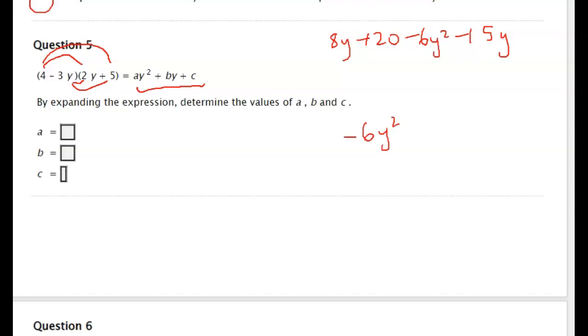And if it helps, you can cross out the term as you go along, but I'm not going to do that because I'm keeping these solutions here for later. Then we add our like terms. So we've got 8y minus 15y, so we've got minus 7y. And then we've got 20, so plus 20. So in my spot here, A is negative 6. Okay, so just the coefficient of y squared. Coefficient of y is negative 7. And then C, your constant, is 20.